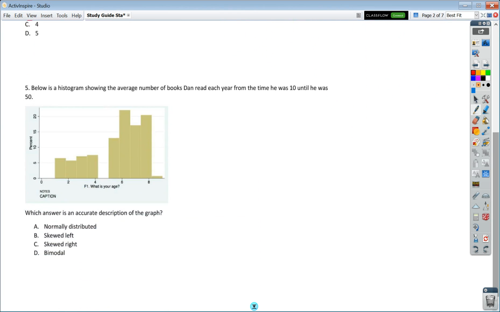Question 5 says the histogram shows the average number of books Dan read each year from the time he was 10 until he was 50. Which answer is an accurate description of the graph? Is it normal distribution? So a normal distribution looks like this. Is it skewed left? So remember, skewed left means that I have all my information on the right, and then it sort of goes down from there. And there's some stuff way over here. So this is skew left.